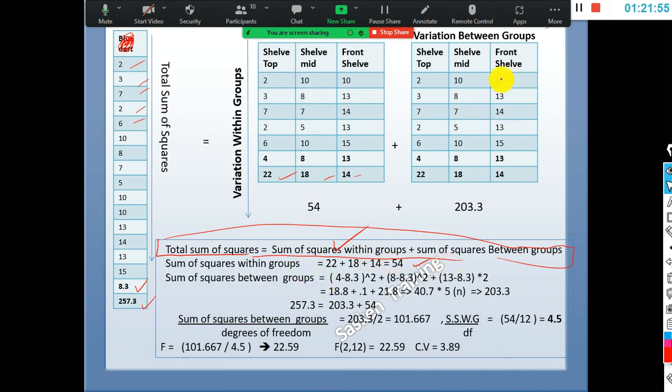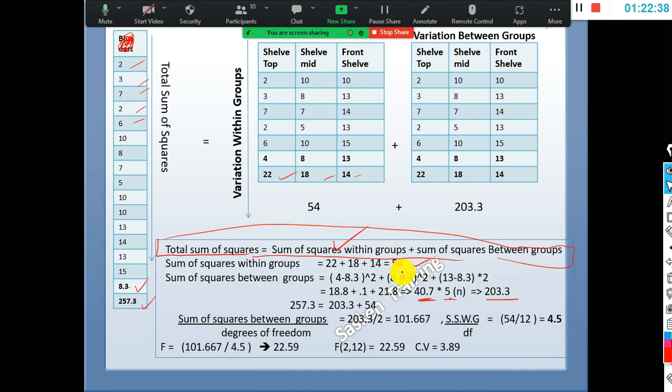We need to find out between groups. In this case, what we are doing is slightly different. We are subtracting the overall mean from each group mean: 4 minus 8.3, and 8 minus 8.3, whole square, plus 13 minus 8.3, whole square, and whatever you get here, you will get something like 40.7. Sum of squares between groups. This is how you need to obtain the value for the sum of squares between groups, and you need to multiply this by 5. Okay, what is 5? 5 is nothing but the sample size of each group. Okay, and you will get 203.3.